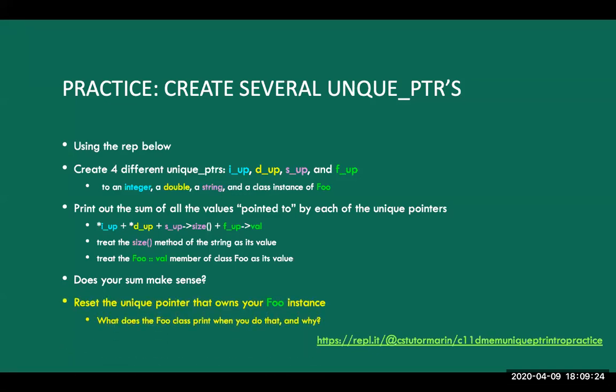And then the last thing, try to reset that unique pointer that owns the foo instance and see what gets printed out. And the hint is that the foo destructor has a little message in it. So anytime an instance of foo goes away, that destructor is going to chime in and print something out to let you know that it just went away. So check that and see if that all makes sense to you. I'll give you a couple minutes. And just jump in if you have any questions at all. Okay, thanks. And I'll leave my mic on.